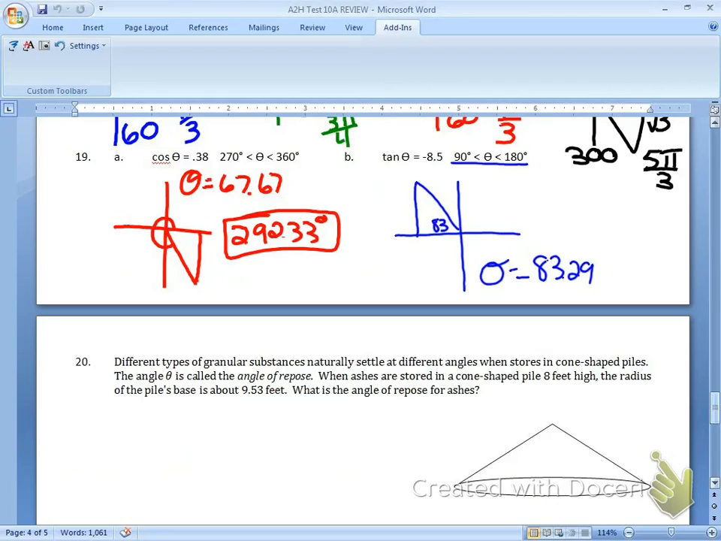So we are in the second quadrant, so we don't quite make it all the way to 180. So we're going to do 180 minus theta to get our answer of 96.71 degrees.